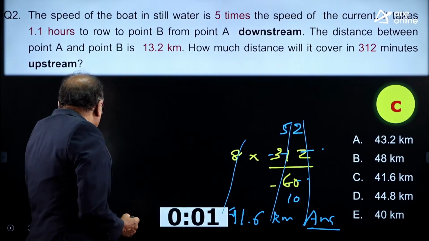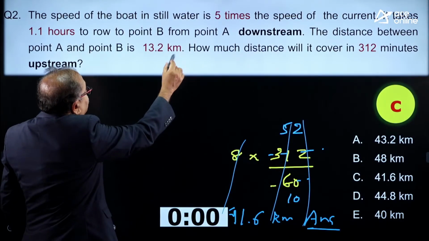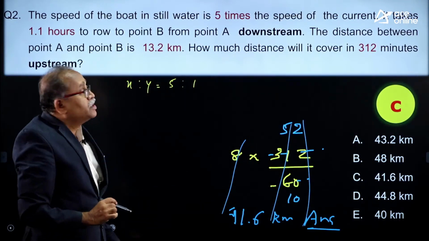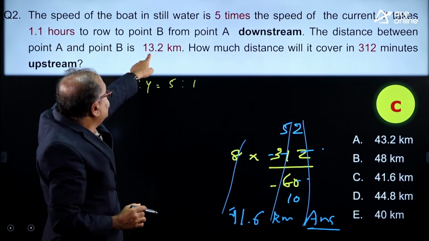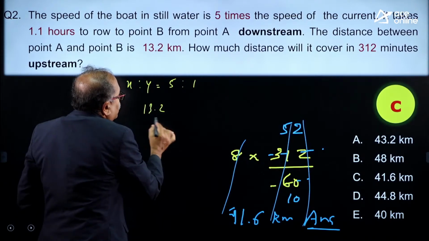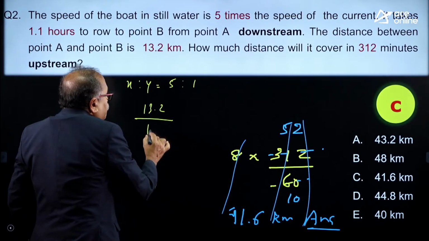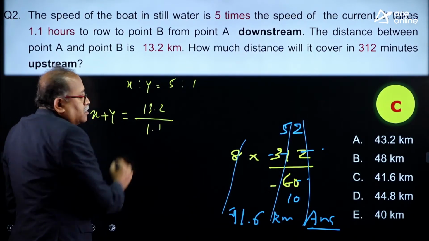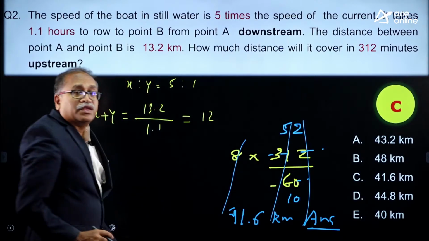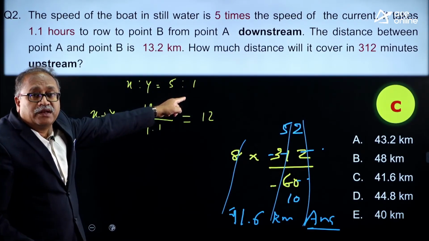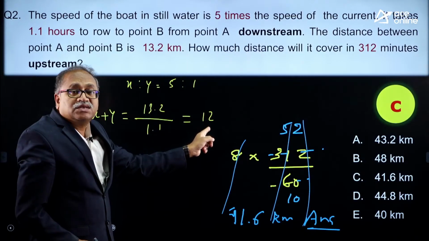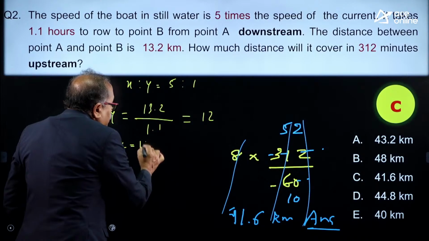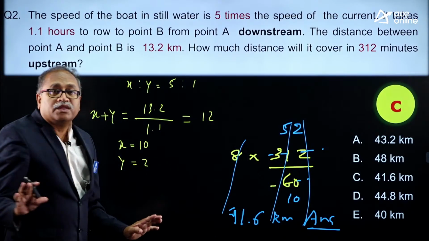How is this question answered over here? As I said, x is to y is 5:1 is already given here, and he travels 13.2 kilometers, and the time it takes is 1.1, and downstream means x plus y, and the x plus y is equal to 12, and x is to y is equal to 5:1, then 5 plus 1 is 6 part, 12 is 6 part, then 1 part is 2, then 10 part. So, what is x? x is 10 and y is 2, that is over.